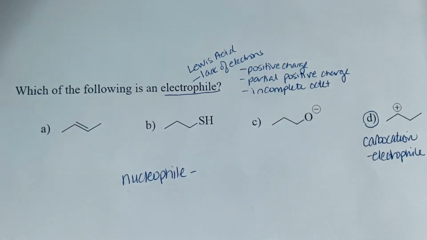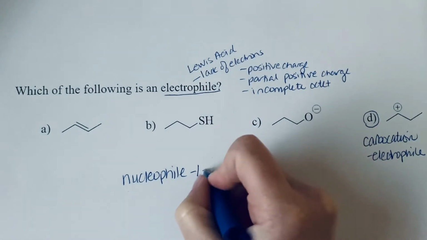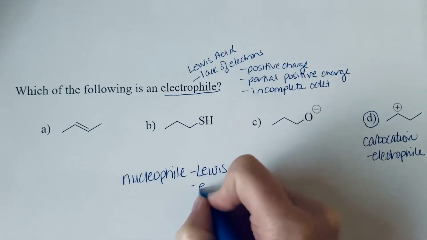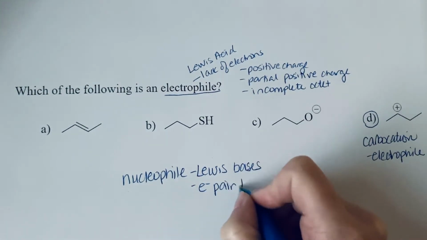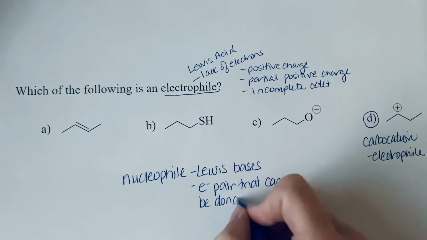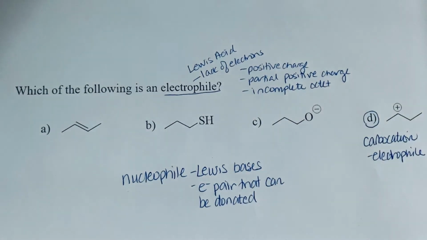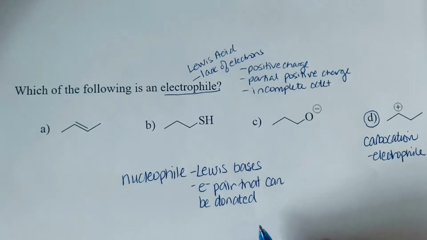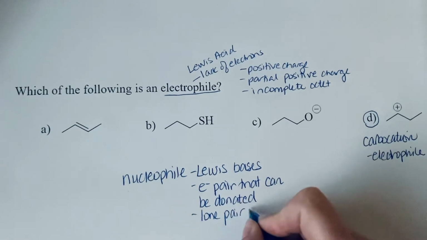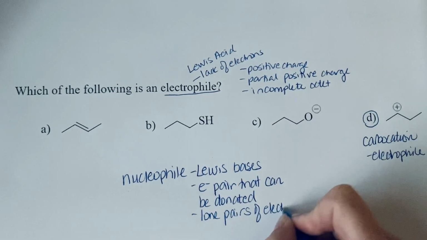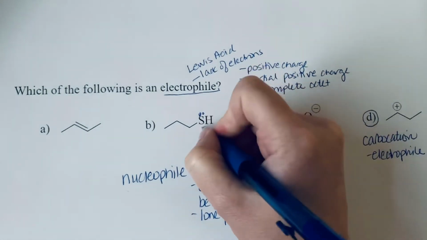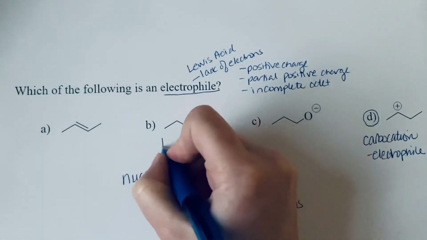So nucleophiles then are Lewis bases. That means that they have an electron pair that can be donated. And so we can recognize nucleophiles by looking for an electron pair that can be donated. So we will see lone pairs of electrons often acting as nucleophiles. That's quite often on things that are not carbons. We call those heteroatoms, such as the sulfur here. Those lone pairs of electrons can act as a nucleophile.